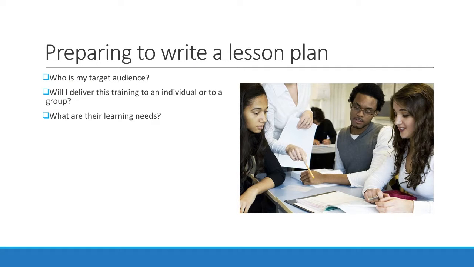Before preparing a lesson plan, the instructor must consider who his or her target audience will be. He or she must determine if his or her instruction will be for an individual or a group. The instructor must also give consideration to the learning needs of the students. Is this instruction towards learning a skill, building knowledge, or developing a proficiency? Once the instructor has these questions answered, he or she is ready to begin writing the lesson plan.